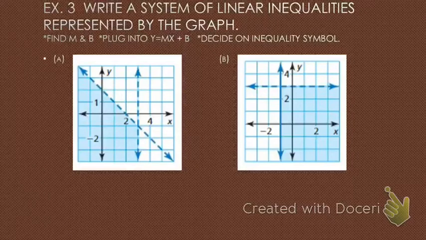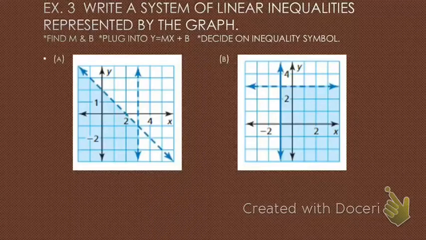Everybody tell me, what does M stand for or represent? Slope. And what does B stand for or represent? The y-intercept. So we got to find the slope and the y-intercept. We're then going to plug it into our most favorite formula ever, the slope-intercept form of a line, which is y equals MX+B. But we can't leave it like that because we can't have an equal sign if it's an inequality. So we have to finally decide on the inequality symbol. And that's where we're going to look at the shading and the lines to decide if it's greater than, less than, greater than or equal to, or less than or equal to.